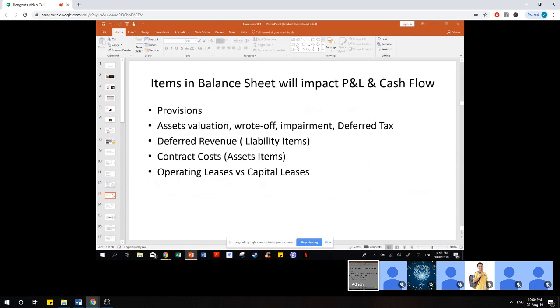And then asset valuation, write-off, impairment, deferred tax. Because when the company property is recorded as 1 million in the balance sheet, and next year becomes 2 million, then the extra 1 million will be recorded as an additional profit in P&L. Same as others, like inventory, trade receivable, even deferred tax asset.